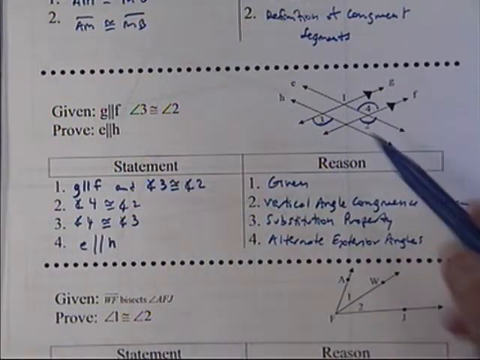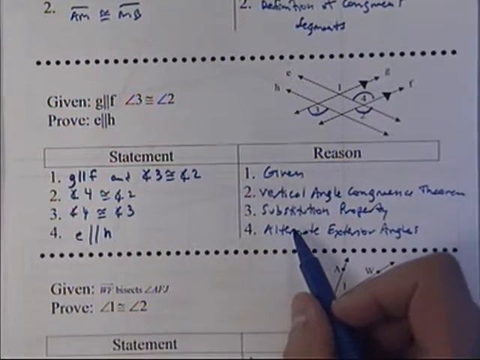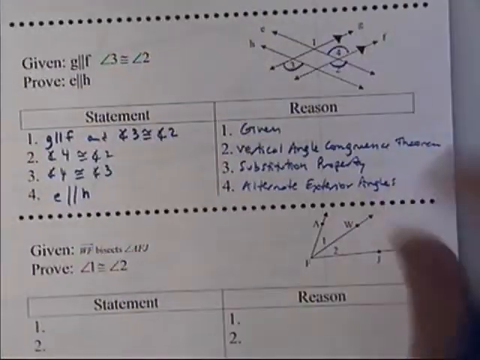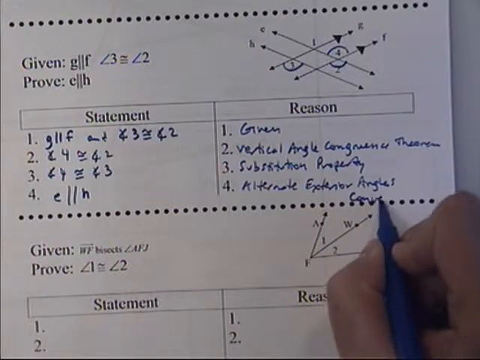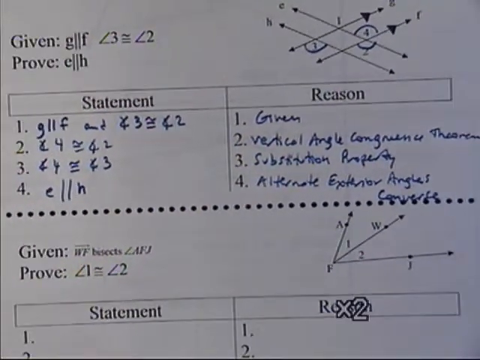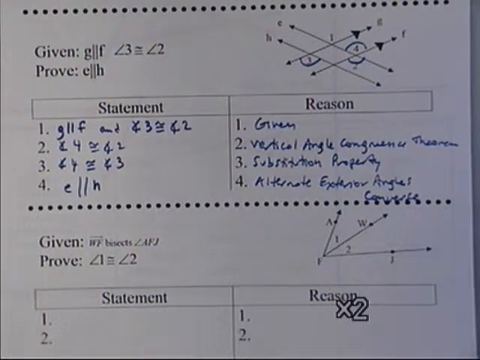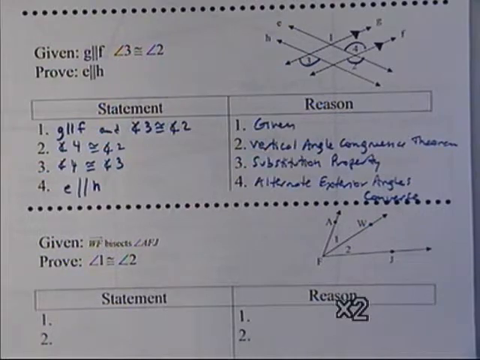And the theorem that says that if those two are congruent, then the lines are parallel is called the alternate exterior angles converse. So, again, you could pause the video here to make sure everybody's written down that proof before you move on.